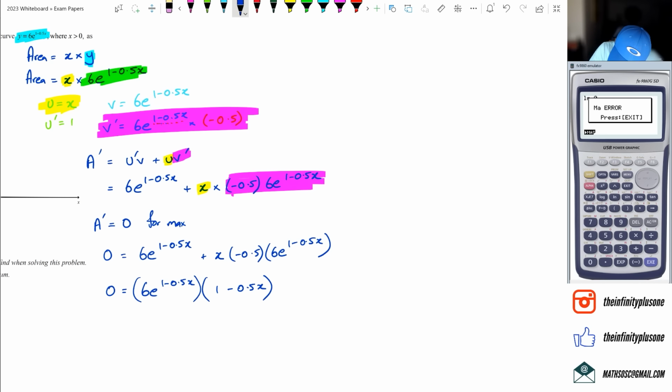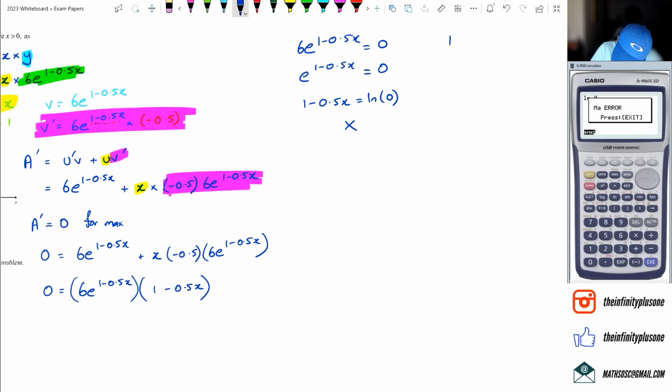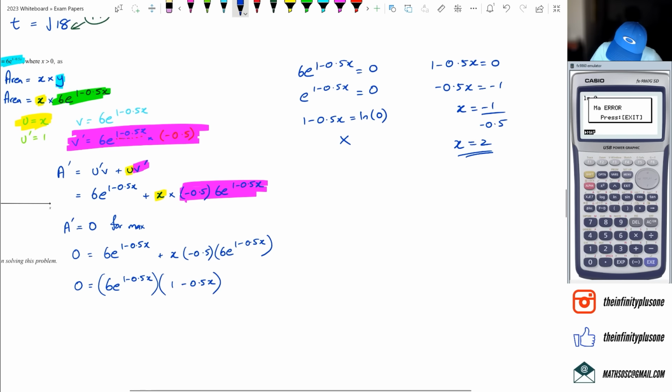Now if I do my first bracket, I've got 6e^(1 - 0.5x) is equal to 0, then e^(1 - 0.5x) is equal to 0. Now 0 divided by 6 is 0, and here comes the problem. 1 minus 0.5x equals ln of 0, and remember we did this earlier, we can't have ln of 0 because it doesn't work out. So this doesn't work out, which means our next equation is 1 minus 0.5x is equal to 0. So negative 0.5x equals negative 1, and x is equal to negative 1 divided by negative 0.5. So x is equal to 2.